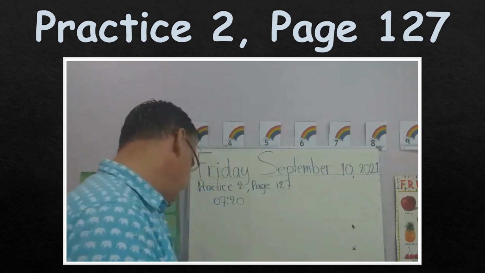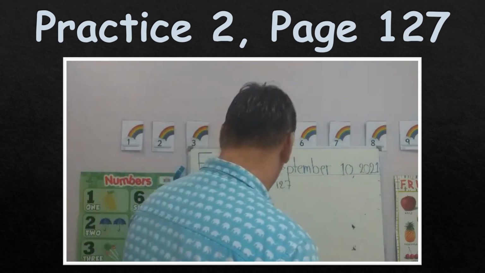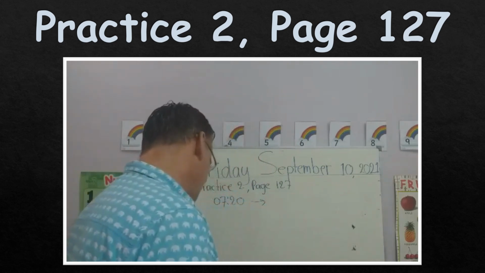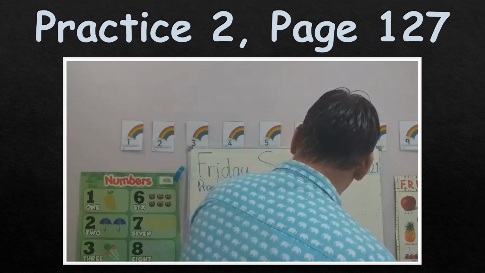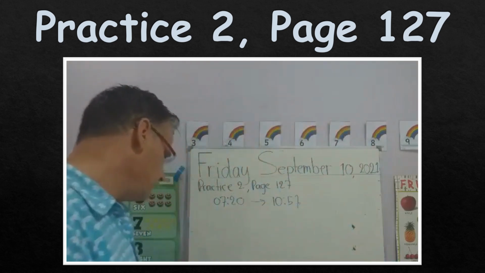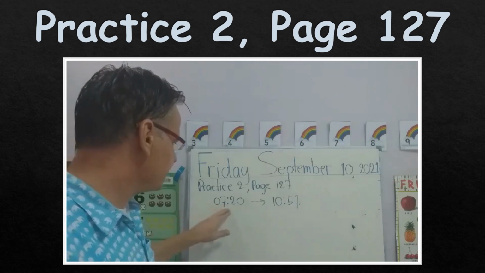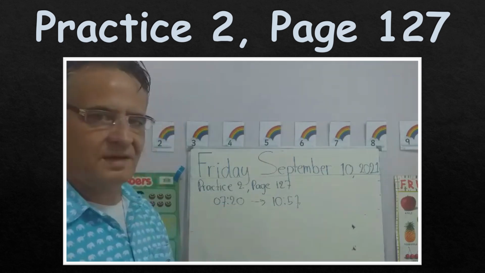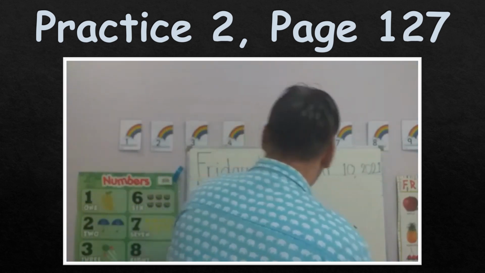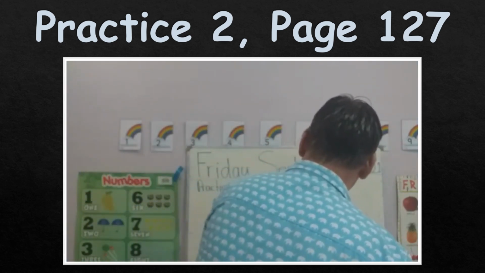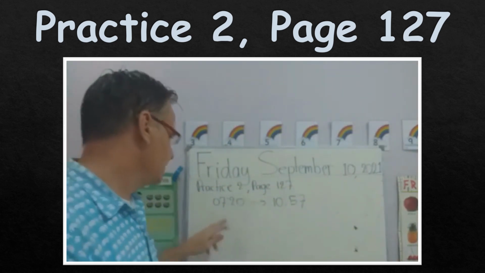7:20 in the morning. And we know she arrived in Bangkok at 10:57. Now the question is, how many hours and minutes is it from 7:20 to 10:57? Now we can count. Let me write this a little bit better. So let's count. We can just use our hands.